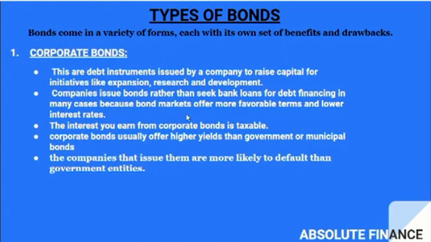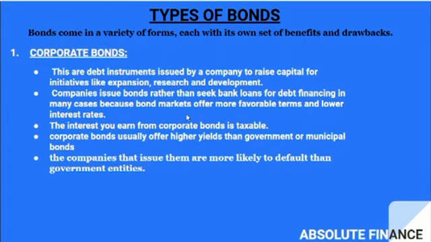One of the downsides, I think, is that the interest you earn from corporate bonds is taxable. You have to pay tax on it. Corporate bonds usually offer higher yields than government or municipal bonds. That is one of the best things about corporate bonds, their interest rate is higher than the government's, because government tends to pay probably 7%, 8%, which is not that much, while corporate bonds are about 12%, 15%. So that is why I prefer corporate bonds.